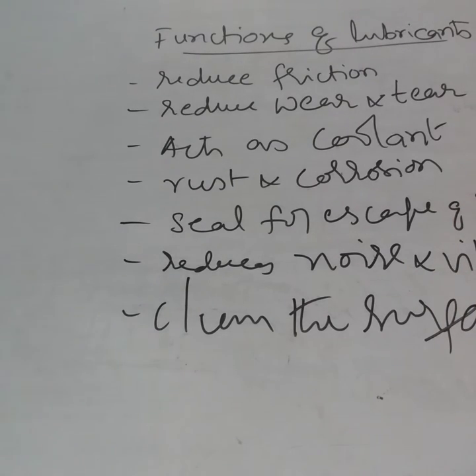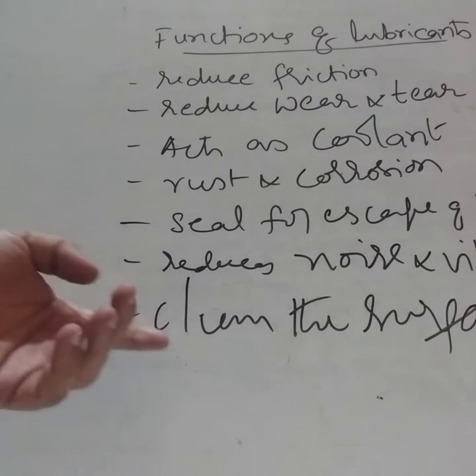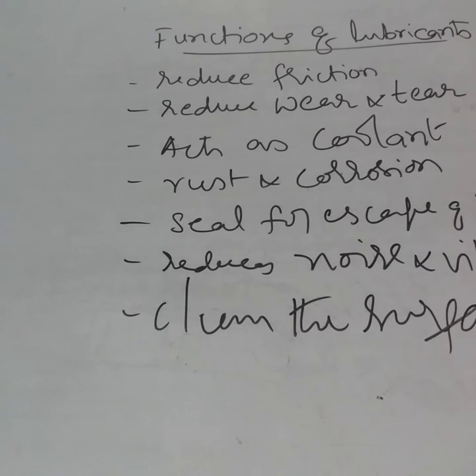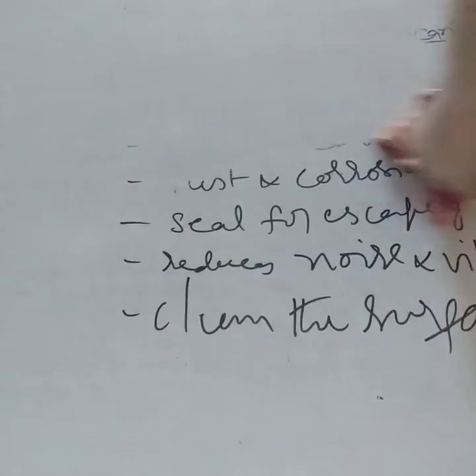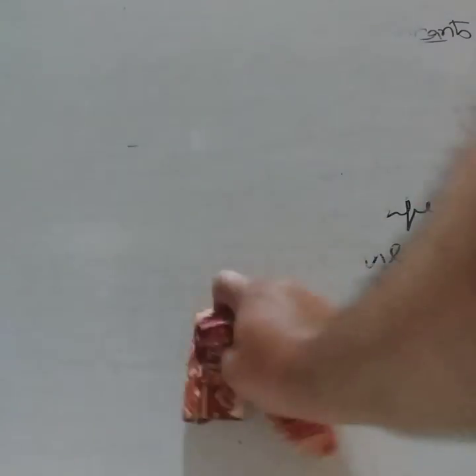So these are all the basic functions of any lubricant. Basically, it is used to reduce friction and to reduce wear and tear of the parts. It acts as a coolant. It will prevent rust and corrosion of parts. It will act as a seal against escape of gases. It reduces noise and vibration. Essentially, it acts as a damper, that is, it offers resistance to vibration. Then it will also clean the surfaces. So this is about the functions of lubricants. Now let us look at the properties of any lubricant.